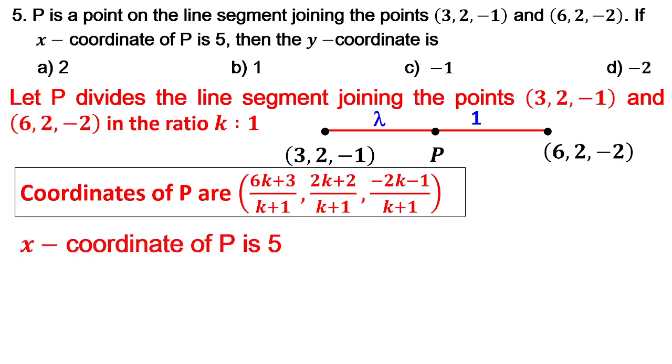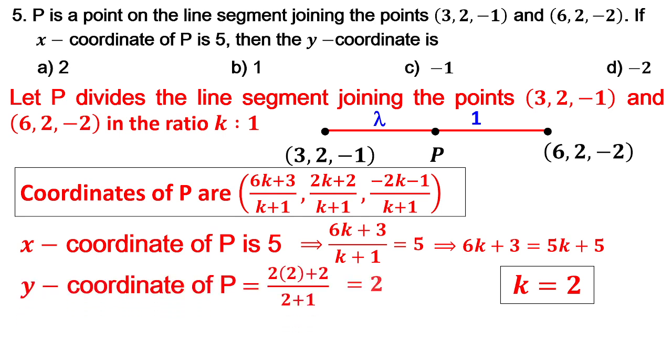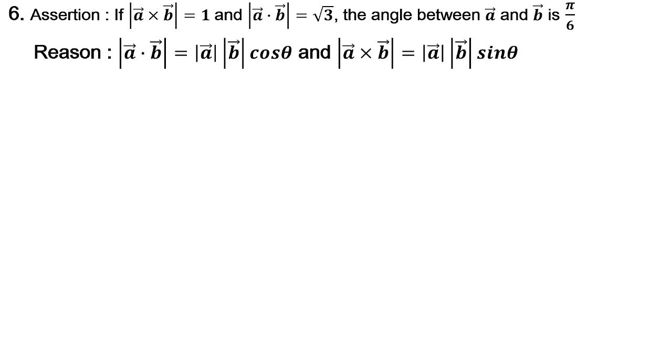Now the x coordinate of P is given. I am equating the x coordinate to 5. Now I am getting the value of k. Substitute this value of k in the y coordinate. You will get the value of y coordinate as 2. Question number 6. Assertion is given.